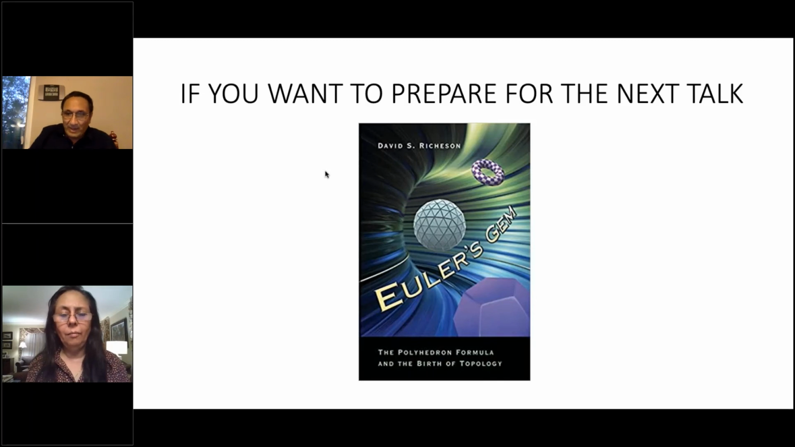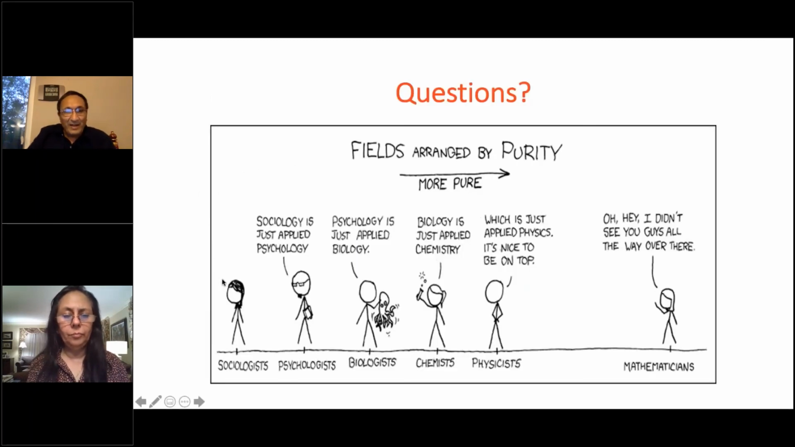That's why I had this last slide where I showed you. On the left is sociologists, and the psychologist says sociology is just applied psychology. And the biologist said psychology is just applied biology, and so on and on, until the physicist says chemistry is just applied physics. But the mathematician, way out on the right, says, hey, you guys, I can't see you from way over here, because I'm so far away from you. I'm so totally pure. So the good thing about math, which I really think is something we should all consider, is that once you prove a theorem, there is no way it can be false.